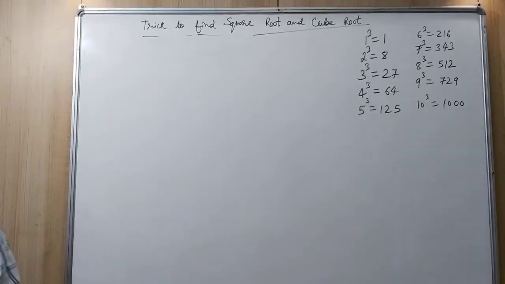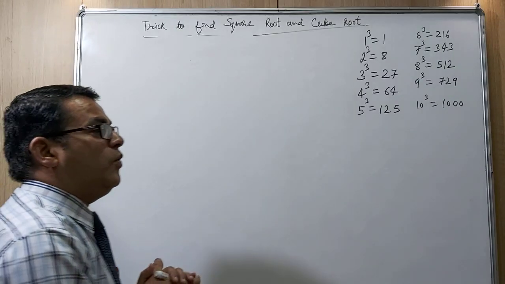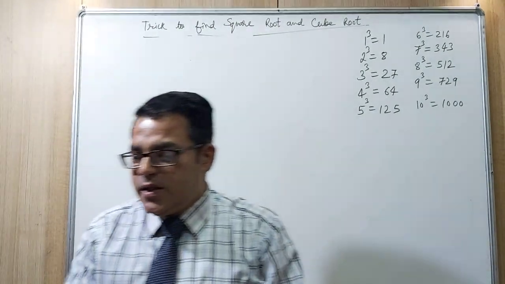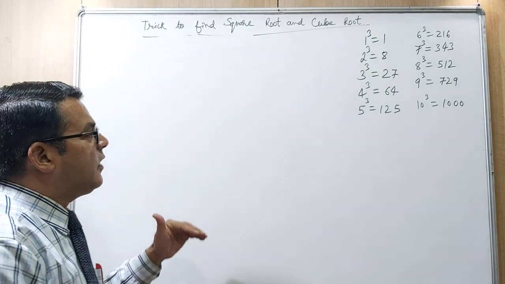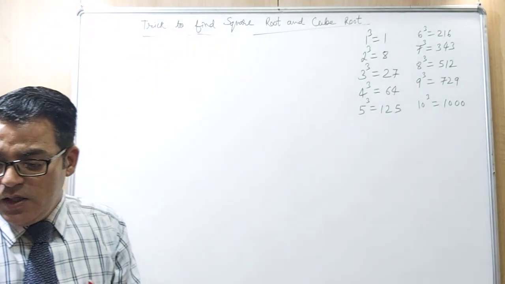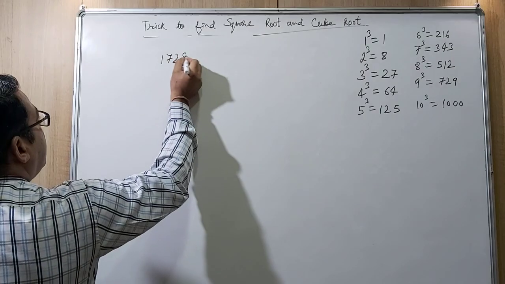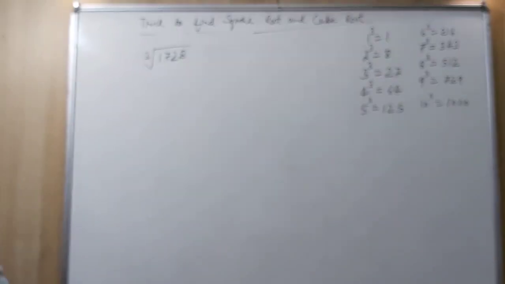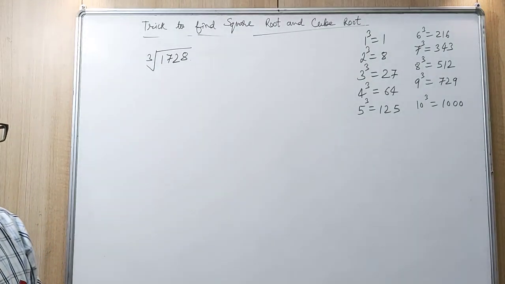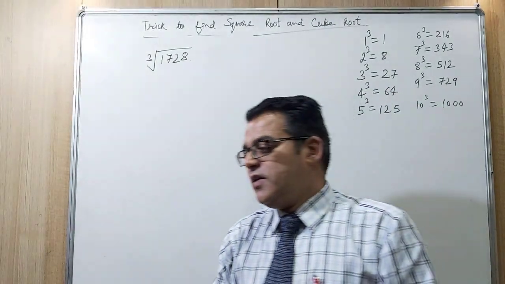Now let's start how we can find cube root of a number. First I am going to tell you the cube root of a 4-digit number. But once again, we can only find cube root of a perfect cube number, right? So the first number I am taking here is 1728. This is a perfect cube and we need to find the cube root of this number. Now how can we find it? This is very interesting.